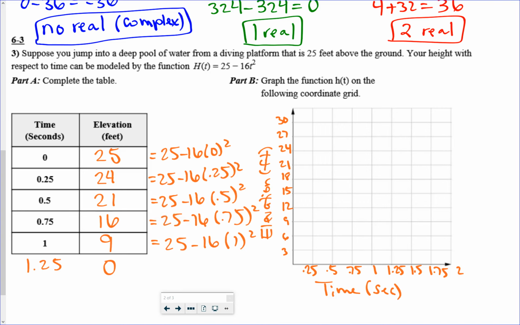All right, let's plot my points. When my t is 0, my elevation is 25 feet, so we're just above. When my time is 0.25 seconds, we're at an elevation of 24 feet. 0.75 seconds, we're now at 16. There we go. 1 second is 9. And I told you 1.25 is where they're going to land. Does this model someone probably jumping off of a platform into a pool? Yeah. Makes sense.